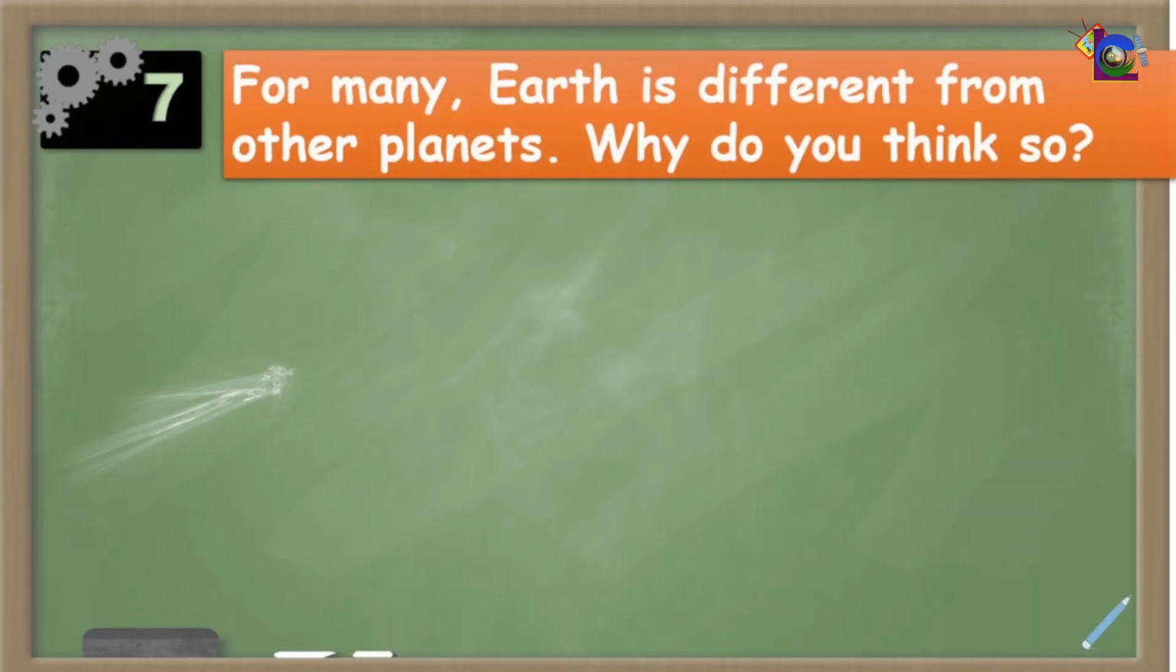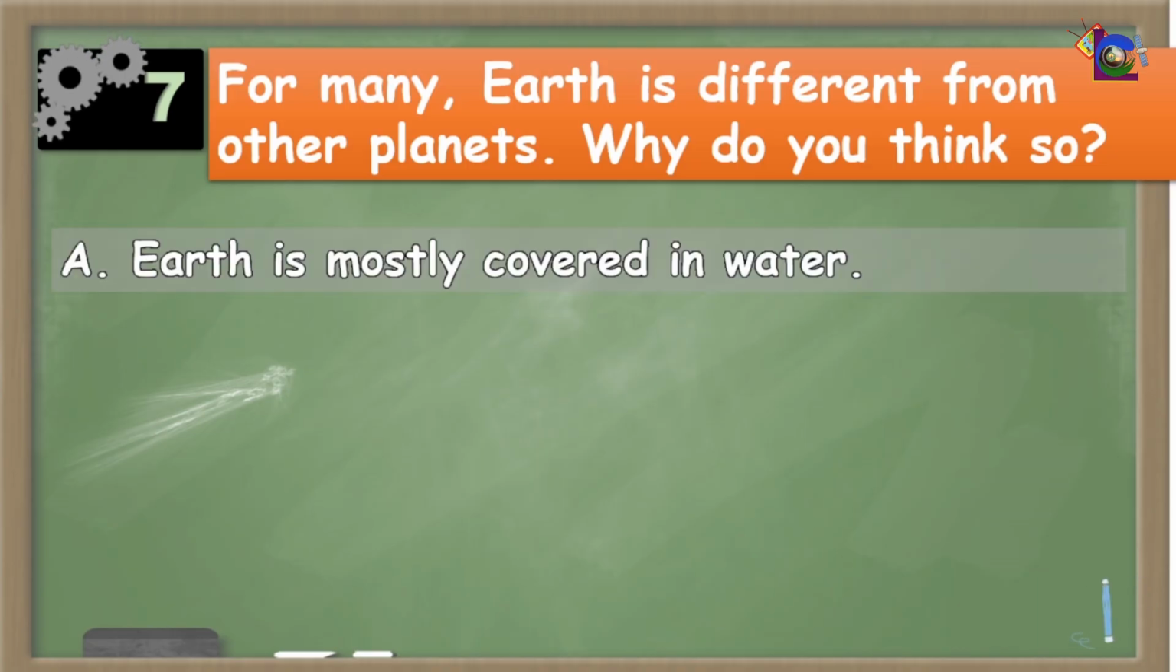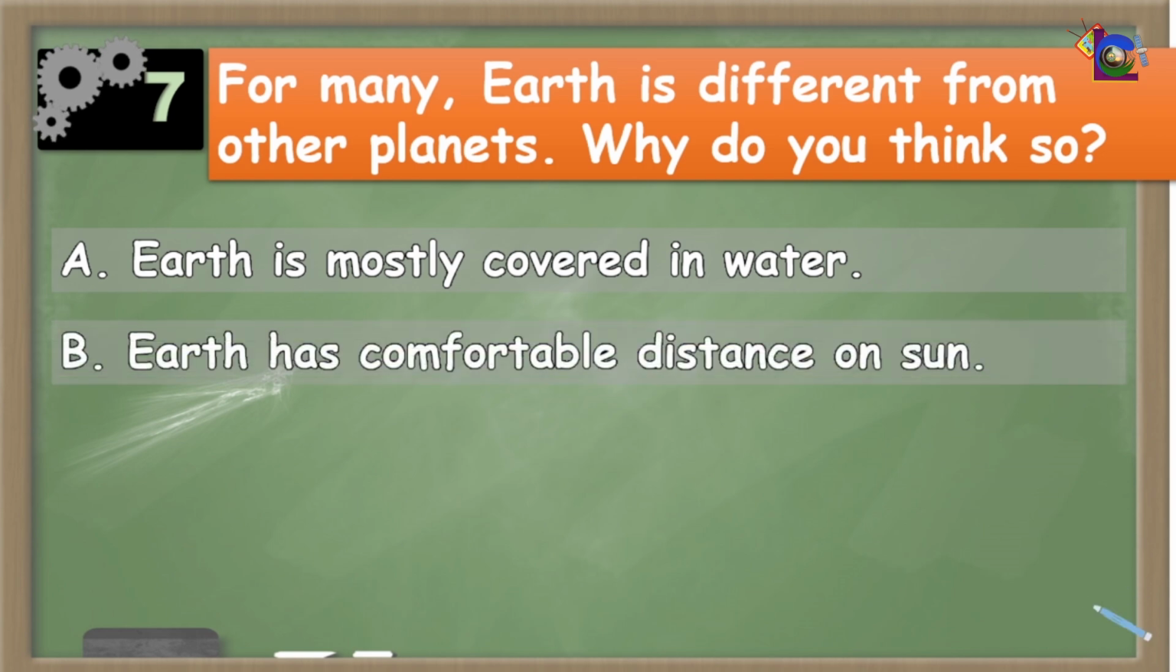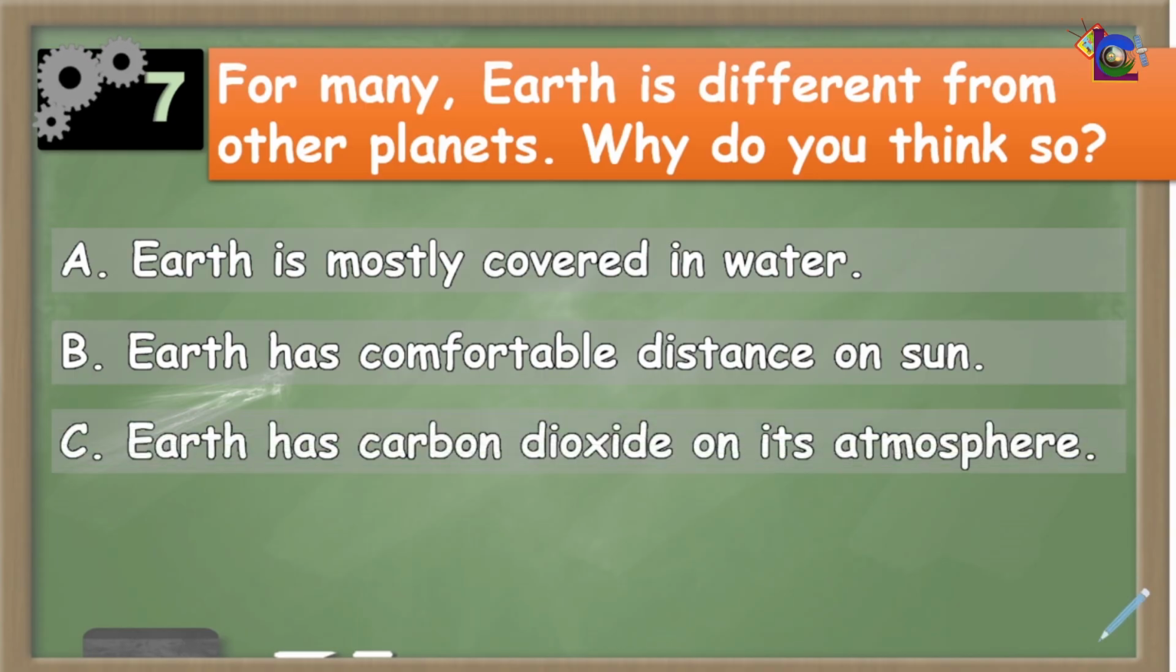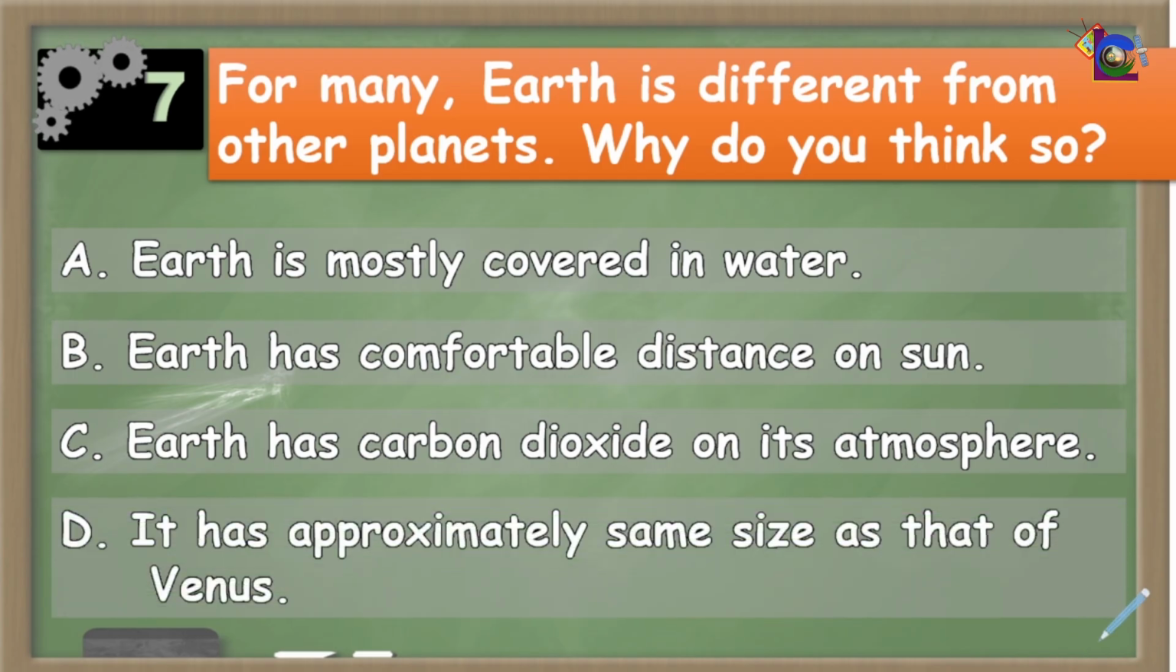Question number 7. For many, Earth is different from other planets. Why do you think so? Is it A, Earth is mostly covered in water? B, Earth has a comfortable distance from the sun? C, Earth has carbon dioxide in its atmosphere? Is it D, it has approximately the same size as that of Venus? The correct answer is letter A.